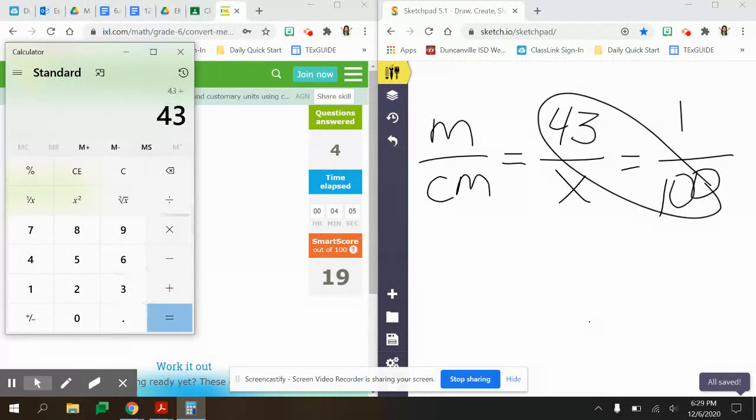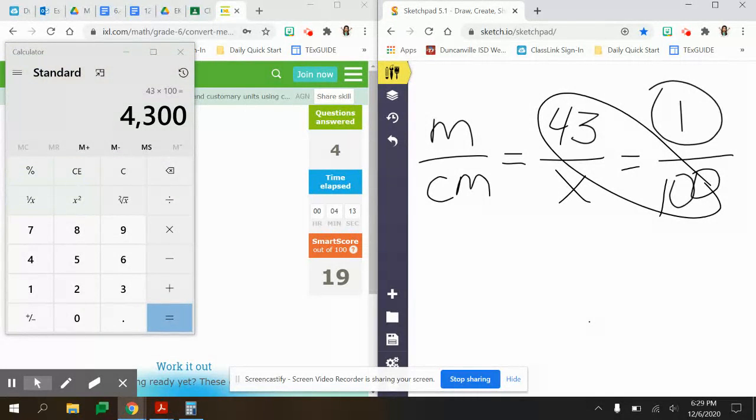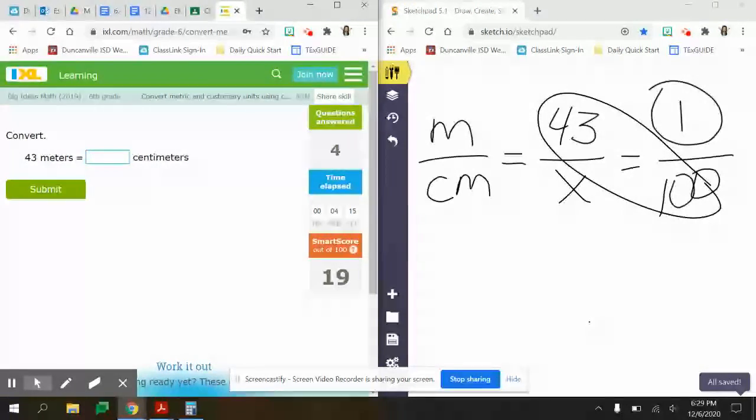So 43 times 100 is 4,300, and divide by 1. Now we're getting lucky. We're only having to divide by 1. Sometimes you'll be dividing by something else. So in our case, we're just getting lucky. Awesome. Let's do one more.